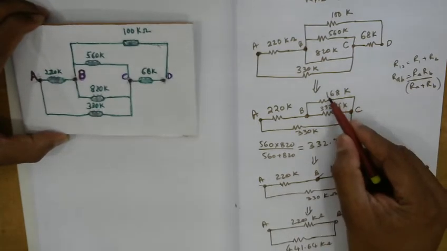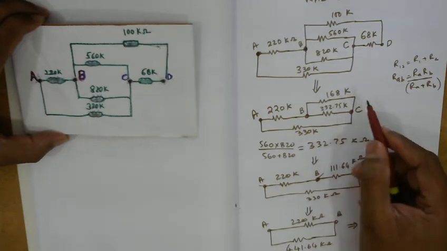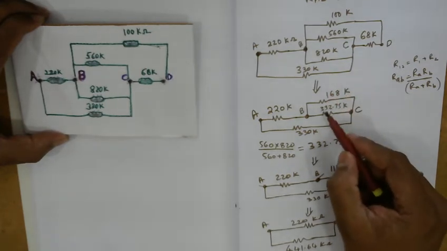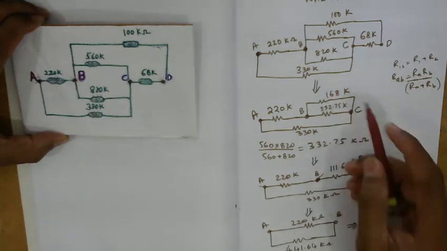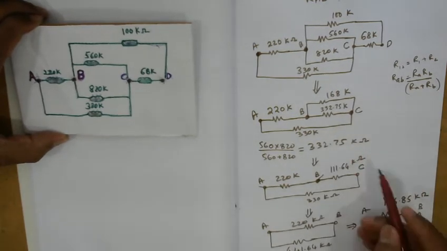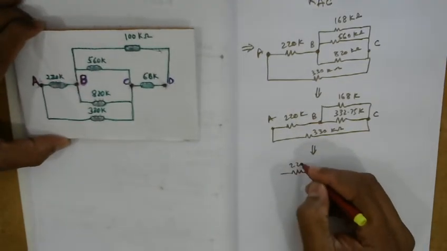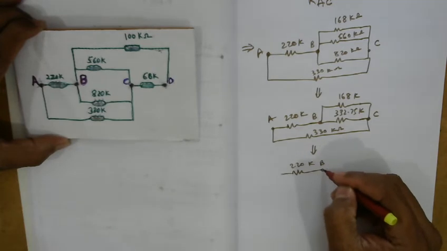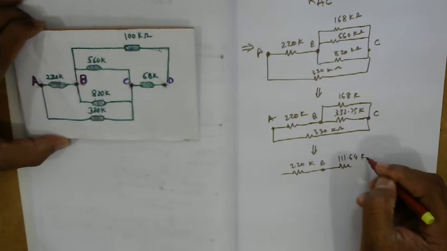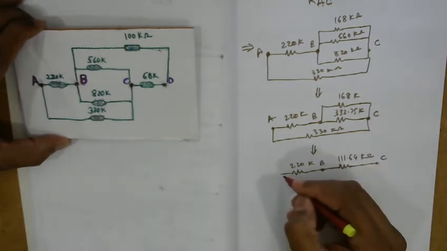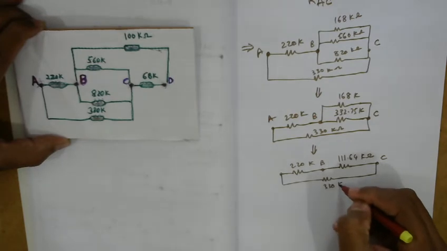Instead of using a calculator, I will directly do this. What is the calculation? 168 multiplied by 332.75 divided by the sum of 168 plus 332.75. So here is the formula, RA RB by RA plus RB. For this I'll get 111.64 again. So I'll redraw it here: 220 kilo, this point B, and this is the resistance 111.64 kilo ohm, and I get point C, and here I have 330 kilo ohm.